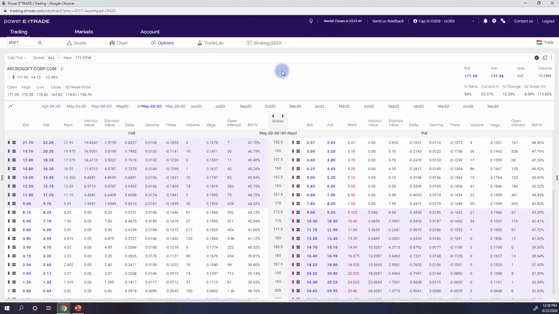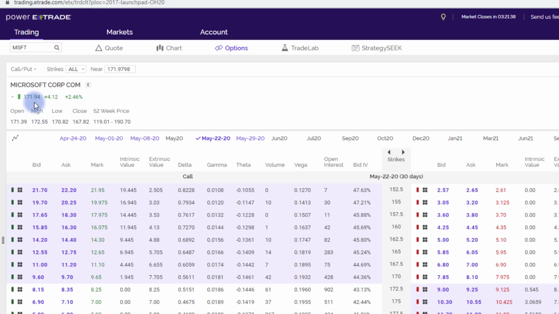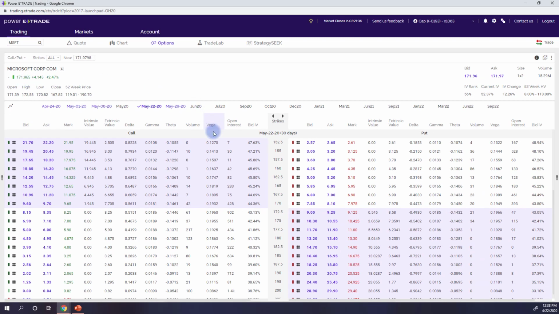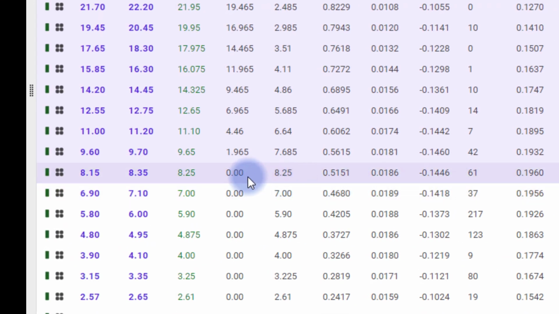So over in the E-Trade platform, I'm going to start with Microsoft just for an example here. Stock is trading for about 172. I don't have an exact 172 strike here, but I do have a 172.5, so that's going to be our closest for at the money. Now take a look. If I look at the call side over here, there's no intrinsic value. It's $8.25. That is pure extrinsic value.